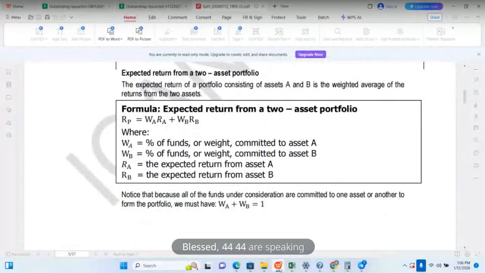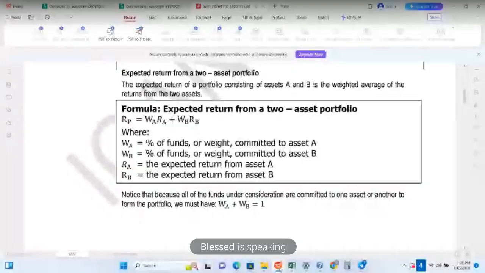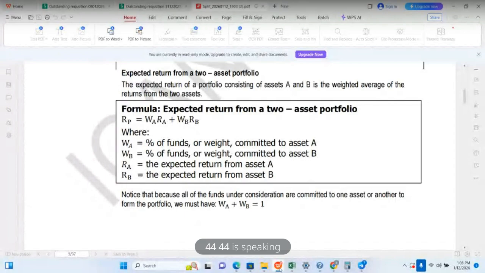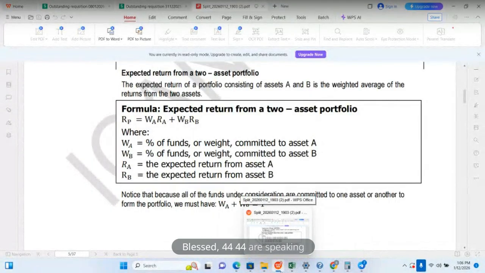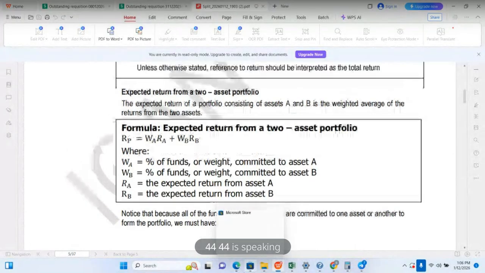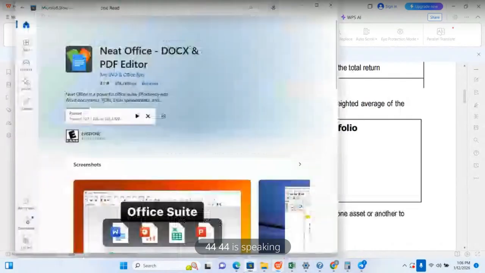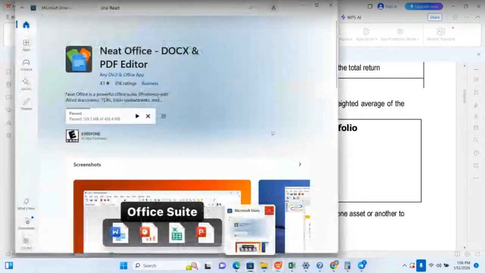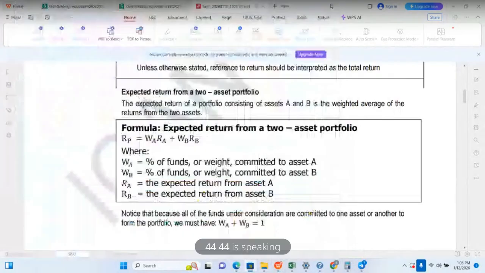Can you see the formula? For the portfolio, we can write W beta equals 1 minus W alpha. I think this implies that we can express one of the weights in terms of the other. So as the formula for the portfolio, we can write W beta equals 1 minus W asset alpha. WB equals 1 minus WA.